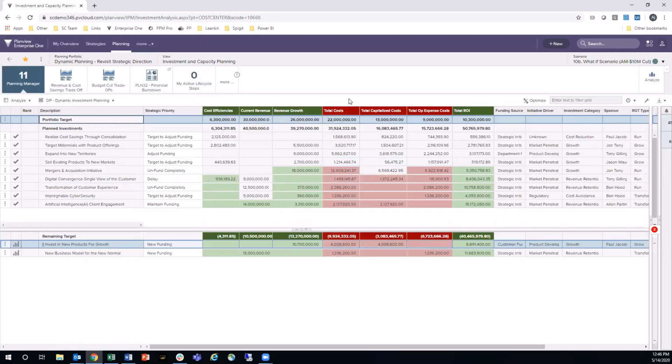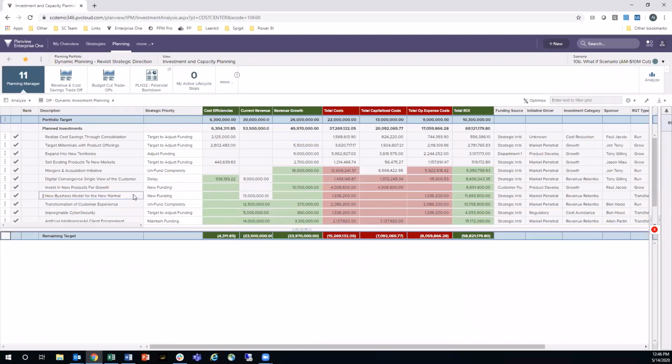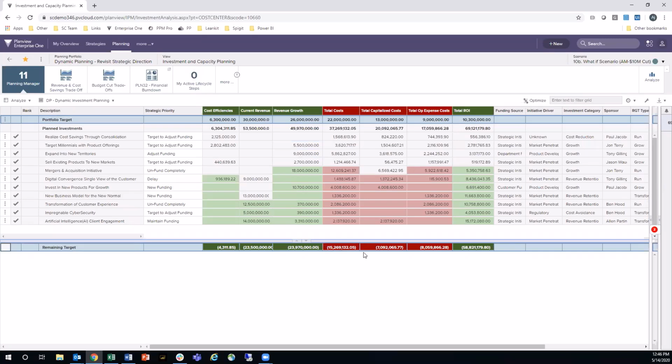So let's fund these new strategies. It's as easy as me dragging and dropping these to the top. And you'll notice it changes our capital costs. Now we're $15 million over. We're $7 million over our CapEx. We're $8 million over our OpEx.